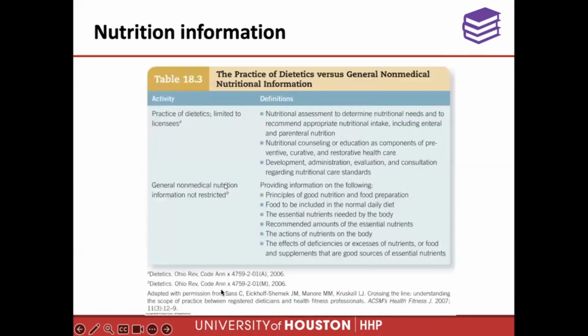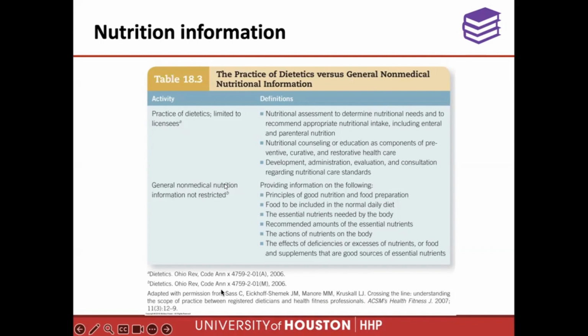One of the biggest ones that is hard for us to delineate, when we mean exercise physiology, exercise science, is nutrition information. So for example, the practice of dietetics is limited to licensed professionals. So if somebody says, hey, I have kidney disease, what should I eat? That's not us, right? We might know that.